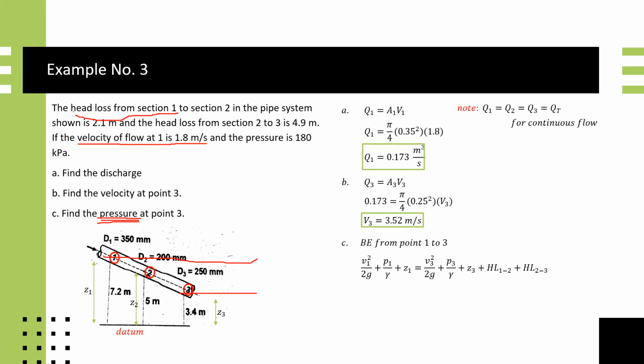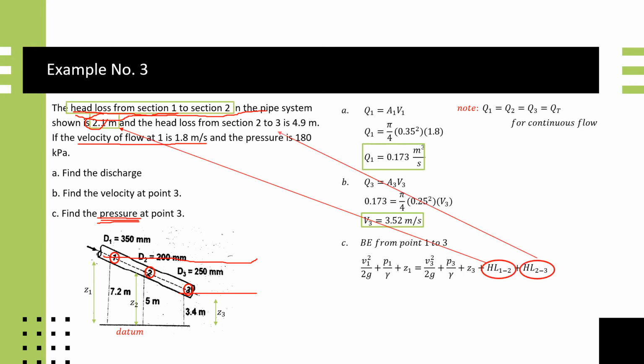Dito, may binigay na head loss from section 1 to 2, 2.1. Merong binigay na head loss from section 2 to 3, 4.9. Kaya ito, head loss from 1 to 2, head loss from 2 to 3. Tatandaan nyo, plus HL siya sa kanan. Pag gusto nyo ilagay sa kaliwa, pwede naman, pero minus HL naman yun. Same lang. Pero para uniform tayo, plus HL tayo sa kanan ng equation lagi.